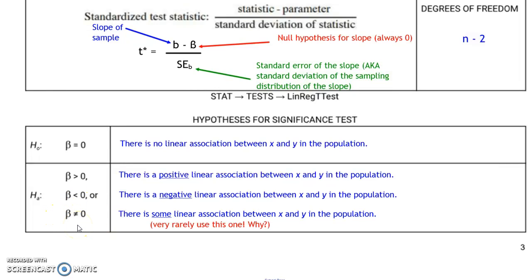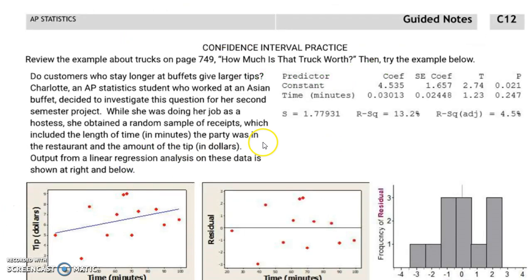And also, don't get this confused. I know that beta is used in another context in statistics. It's used for type 2 error. Anytime you're using an H null and an HA, that beta is going to stand for the slope of the population LSR line. All right, moving on.